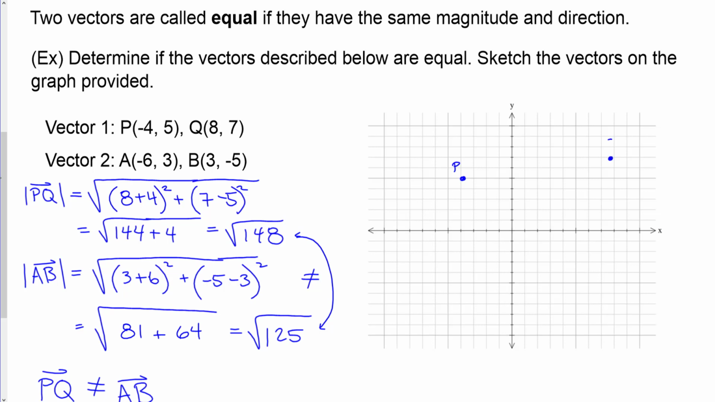Should be right there. And I draw an arrow between them, and that gives me my vector. Okay. Vector AB is negative 6, positive 3, the location of point A, my initial point. B is 3, negative 5. And it's right there. So these obviously don't have the same direction either. So neither the magnitude nor the direction is the same, and therefore these are definitely not equal to each other.